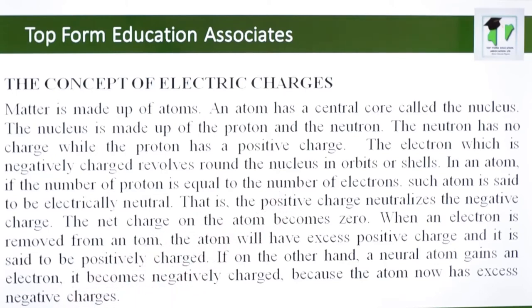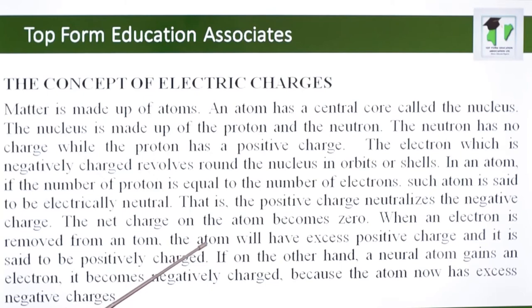For instance, you have an atom where the proton is 1, and the electron is 1. So the positive charge is plus 1, and the electron is 1, negative. It will neutralize, and the net charge on the atom becomes 0. When an electron is removed from an atom, the atom will have excess positive charge, and it is said to be positively charged.